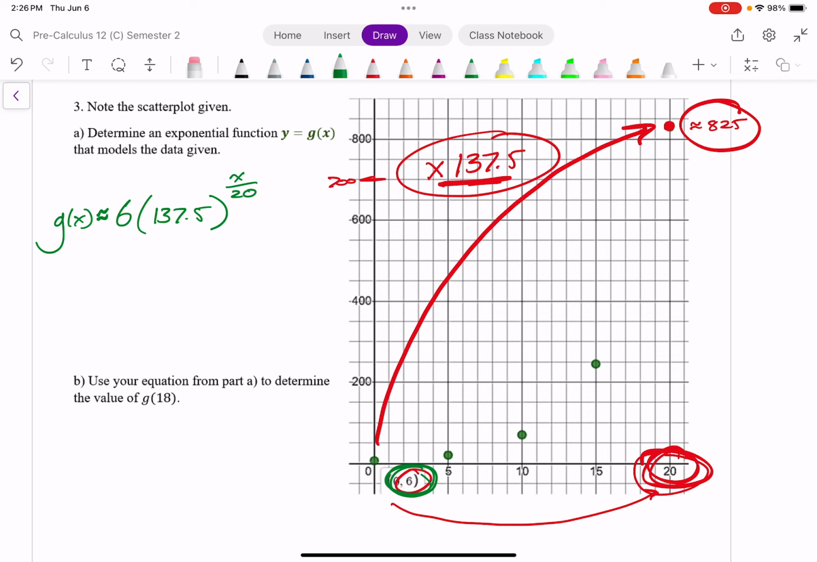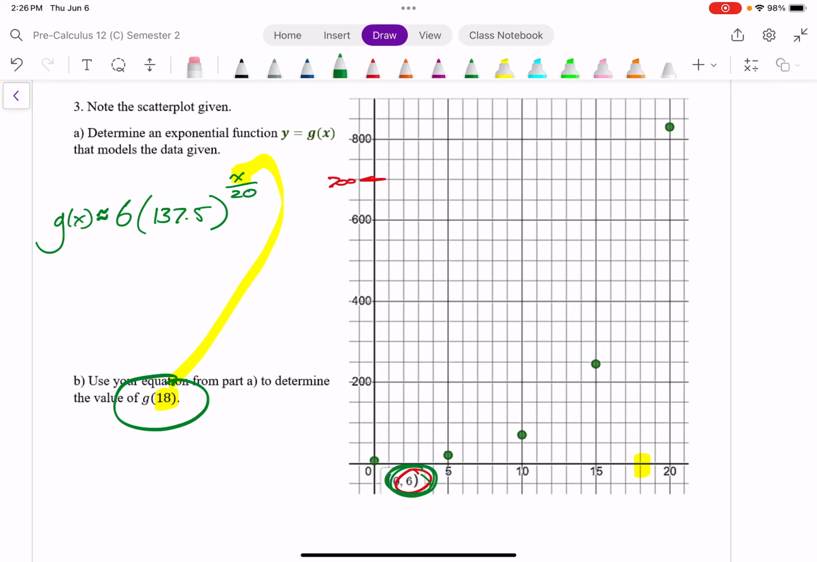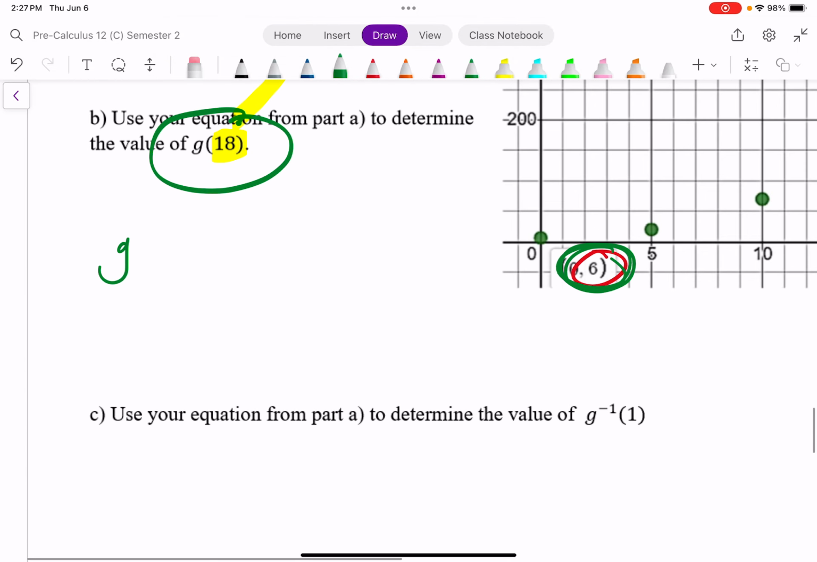That said, I now want to use this to determine the value of g of 18. Now, let me clean up my graph a bit here. So g of 18 means when x is 18, which I can see is right here. What is the value? Well, let's just substitute x equals 18 into here, and I should get a value that seems to fit the curve we can visualize on the grid. So g of 18 will equal 6 times 137.5 to the power of 18 over 20.